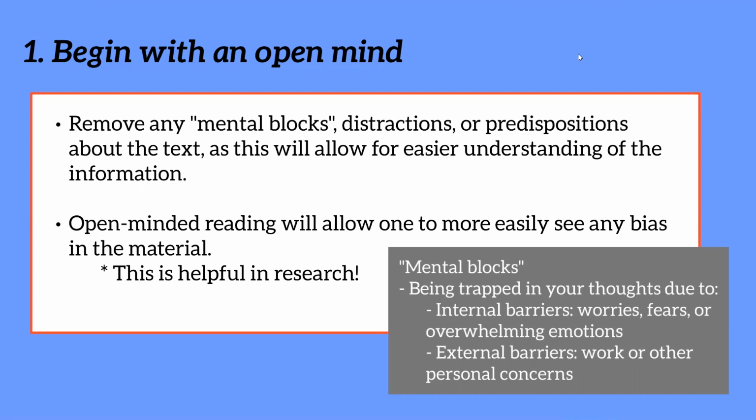Or we could have some predispositions about the text, meaning that we've looked at the text and decided whether it's going to be a good piece of reading material or not. And so we want to remove all that and really take in the information that we're going to read. Beginning open-mindedly will also allow us to see any bias in the material as we're reading through. This is really helpful when we're picking out good sources for research, so keep that in mind in that capacity as well.